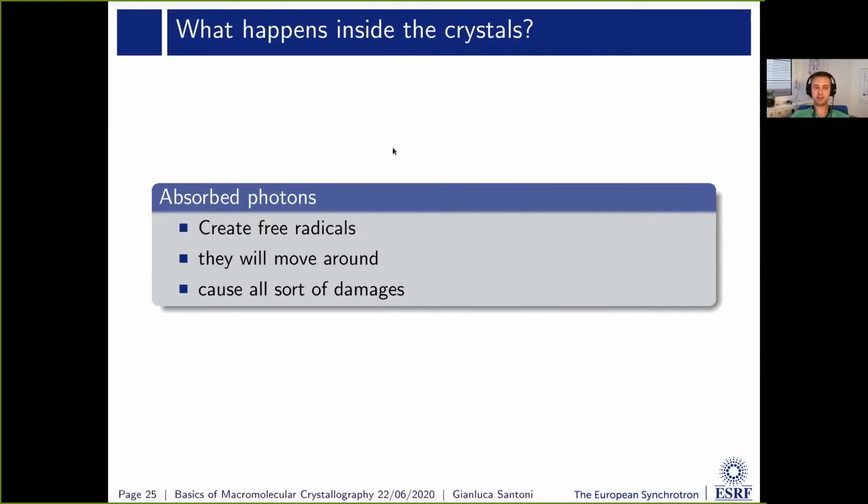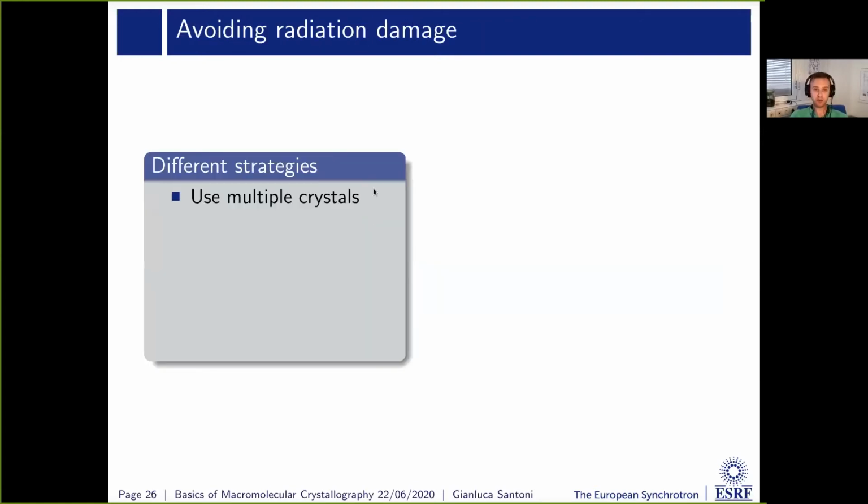So what happens inside the crystal? As I said before, there are absorbed photons that will create free radicals inside the crystal that will move around and will cause all sorts of damage to the crystal structure, generating the kind of problems that we introduced before. How can we avoid radiation damage? This has been a question as old as protein crystallography. There are different strategies. The first structures collected from protein crystals were done using multiple crystals. It's simple. It was very long to collect images from our crystal. By the time you were done collecting diffraction, the sample was both dehydrated, completely dried, and also damaged by radiation damage.